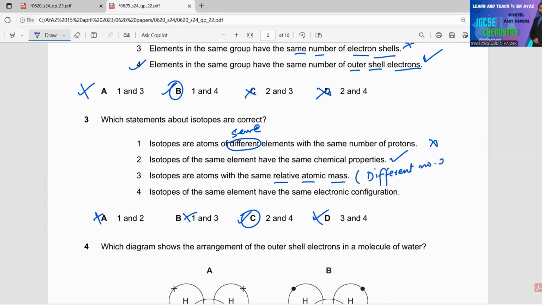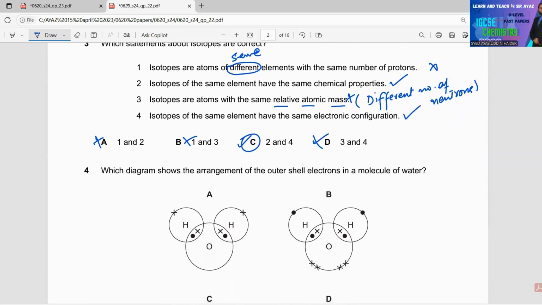Different number of neutrons. So this is incorrect. Let's read the last statement. Statement number 4, isotopes of the same element have the same electronic configuration. This is also correct. As they have the same number of electrons, they definitely have the same electronic configuration. Electronic configuration means distribution of electrons in different shells.